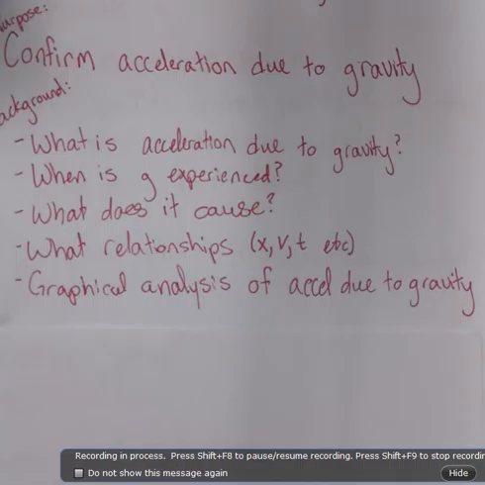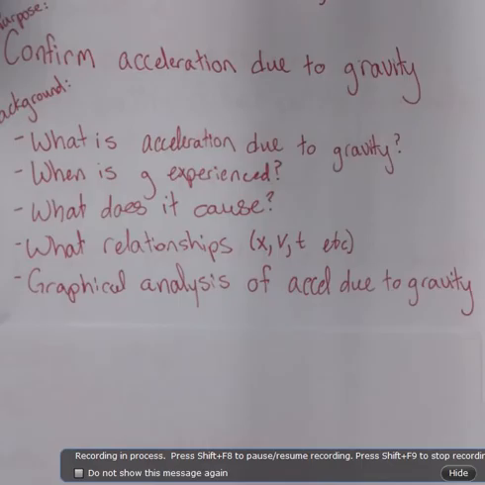What are the limits of the lab that you are about to be doing? What does acceleration due to gravity cause? Right? So how does that affect the motion? What relationships are important? And this is where you would bring in any equations that are important, the relationships between position, velocity, and time, for example. And then any graphical analysis of acceleration due to gravity. What would an object experiencing acceleration due to gravity look like on position versus time, or velocity versus time, or even acceleration versus time?